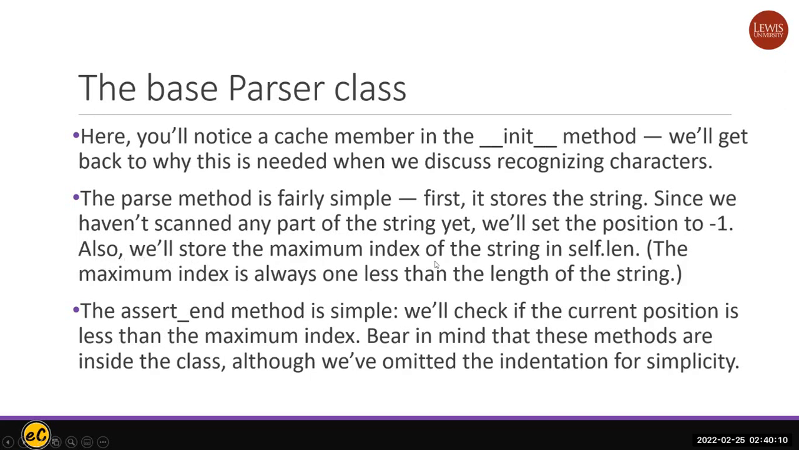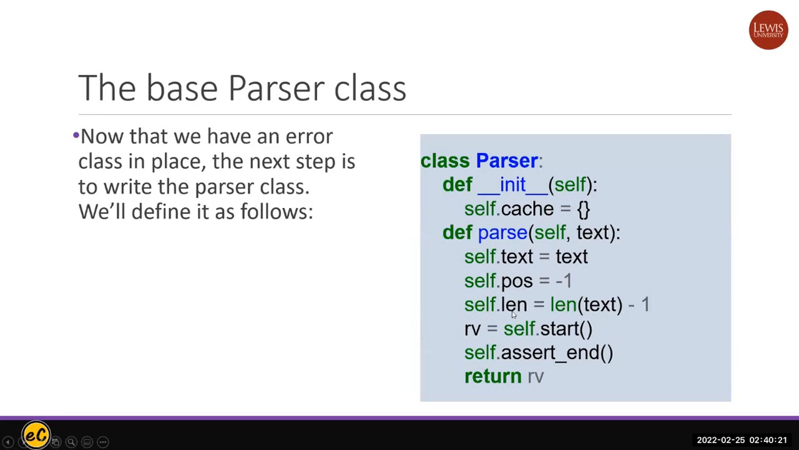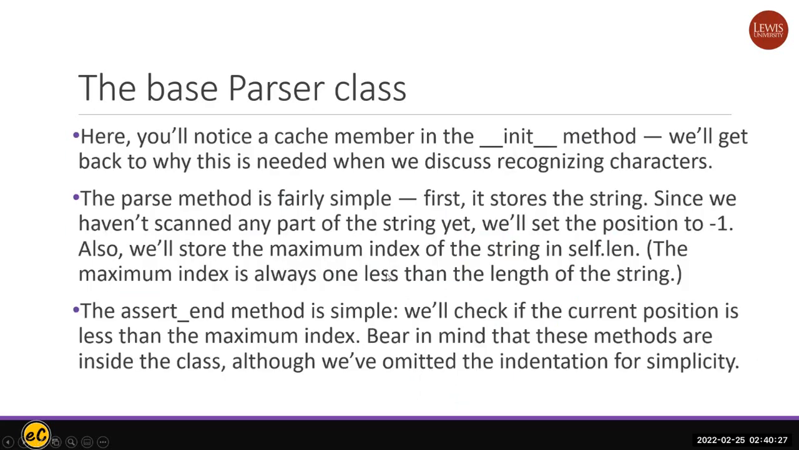Also, we store the maximum index allowed in self.length. This maximum index is always one less than the length of the string, so the maximum length you can have is text -1. The assert end is simple. We check if the current position is less than the maximum index. If we reach that, that means we are done. Bear in mind, these methods are inside the class, although we omitted the indentation for simplicity.